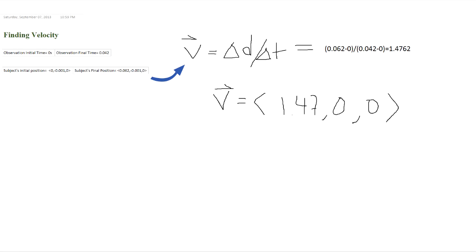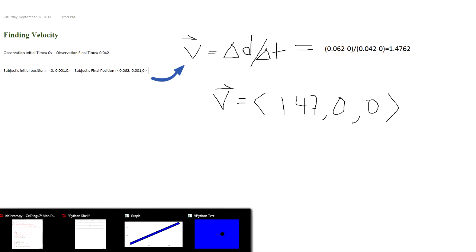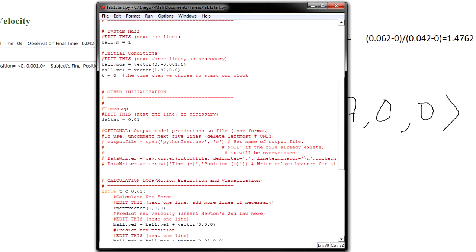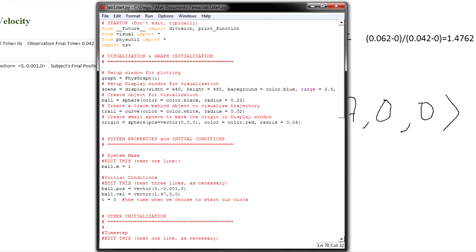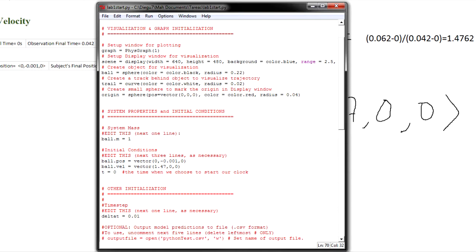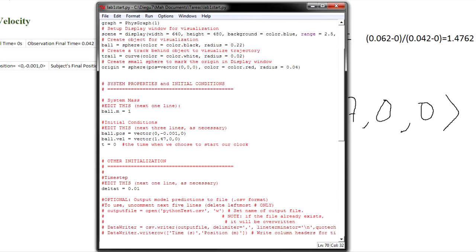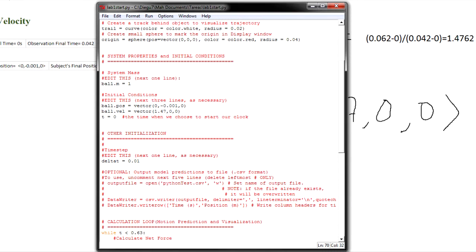Now with all this data, we're going to replace it in VPython. I manipulated the ball and the track color in VPython for my pleasure. As we place the recorded data in VPython, we get that the ball's initial position vector is <0, -0.001, 0>, and the ball's velocity is the one we just calculated, 1.47. Also, we chose to start the clock at 0 seconds.